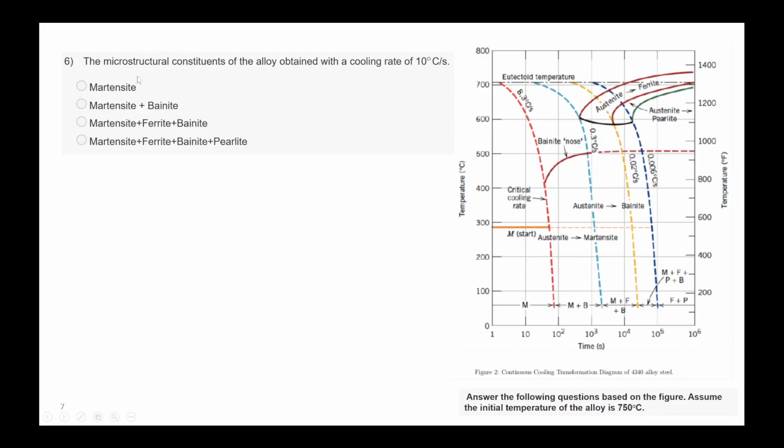In the first question, you are asked the microstructural constituents of the alloy obtained with a cooling rate of 10 degrees Celsius per second. Your options are martensite, martensite plus bainite, martensite plus ferrite plus bainite, or martensite, ferrite, bainite and pearlite. In this case, you have to draw a continuous cooling curve for a particular cooling rate. So in this case, the answer will be martensite.